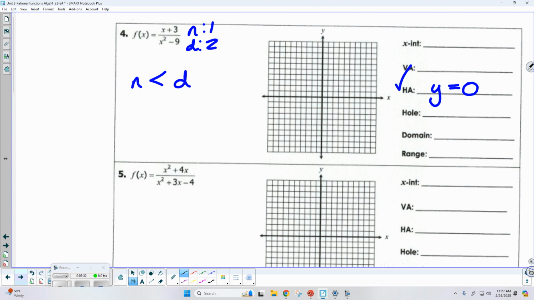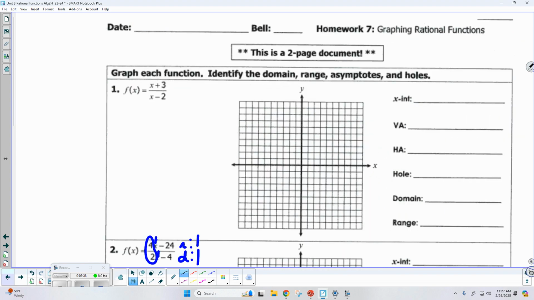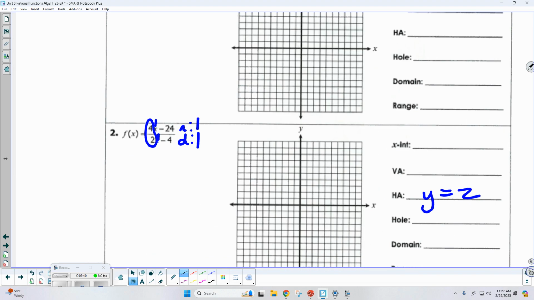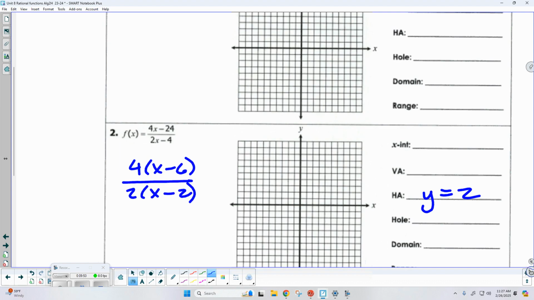Now, I do want to go ahead and take a look at one that has a hole. Now, let me go ahead and show you another example. Now, we're not going to finish up number 2 unless anybody just really wants to do it. But can number 2 be factored? Okay, so we have GCFs here. So if I pull out a 4, that would be x minus 6 over 2 times x minus 2. Well, does this one have a hole, yes or no? No, why not?